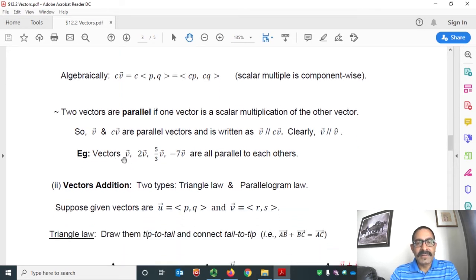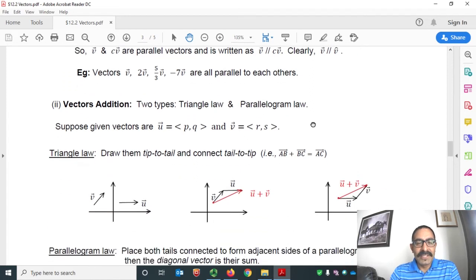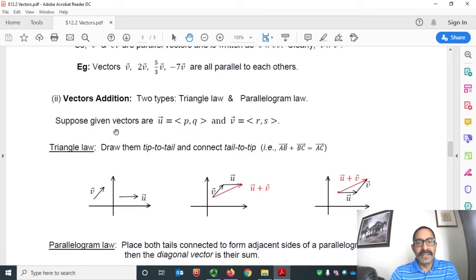Similarly, the vector V, 2 times V, or 5 thirds V, or -7 times V are all parallel to each other. Awesome. Next, let's talk about vector addition. There are 2 types of vector addition: triangle law and parallelogram law. So let's talk about the triangle law. Suppose we have 2 vectors, U with components P and Q and vector V with components R and S. Triangle law: draw them tip to tail and connect the tail to the tip.